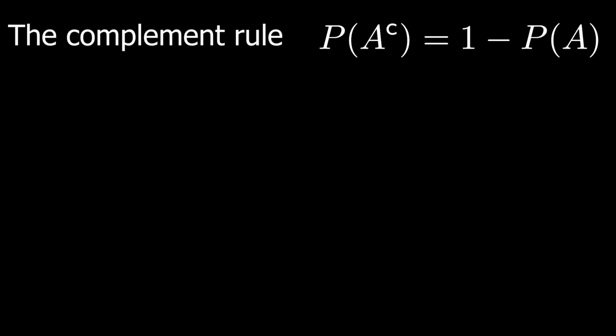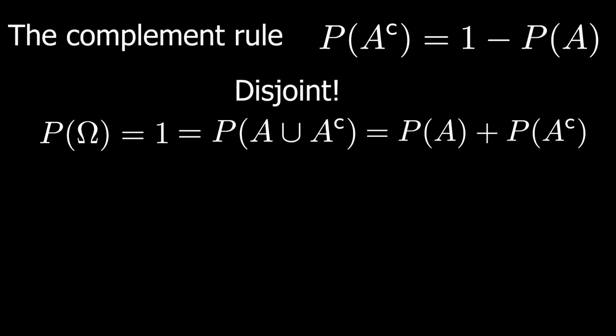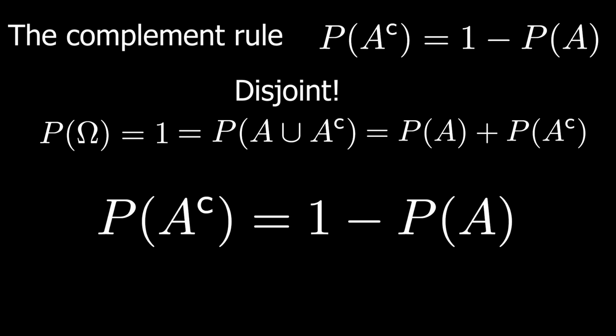Another simple statement to prove is the complement rule. The probability of the complement of an event is 1 minus the probability of the event. Remember this one. I will use it many times this video. Start from the second axiom. Rewrite the sample space as the union of an event A and its complement. Since an event and its complement are disjoint, we can use the third axiom on them. Now simply subtract P of A on both sides and boom.